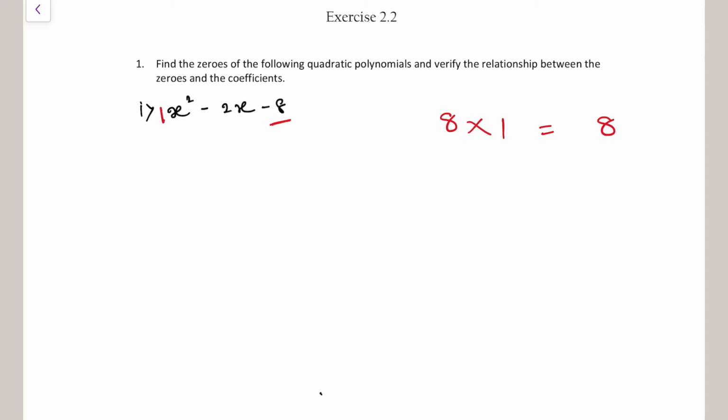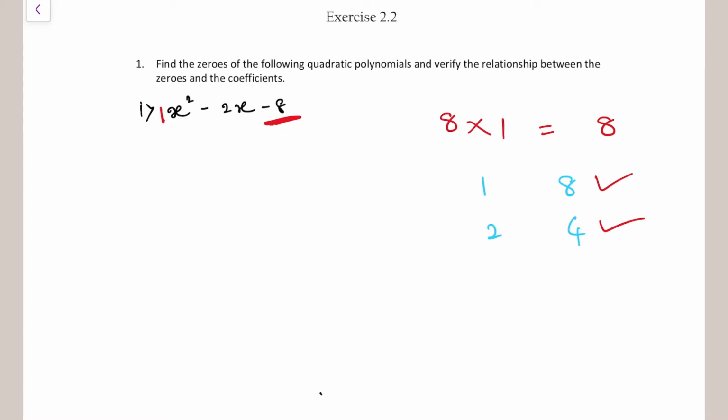Now write where the 8 table will come. 1 8s are 8, 2 4s are 8, 4 2s are 8, 8 ones are 8. So only two pairs are possible. In the first pair we have the numbers 1 and 8. In the second pair we have the numbers 2 and 4. Now this last term, the constant, has a negative symbol, right? That negative symbol decides that in the pair 1 and 8, one number is compulsorily negative. In the pair 2 and 4, one number is compulsorily negative. That will be decided by the constant's symbol.